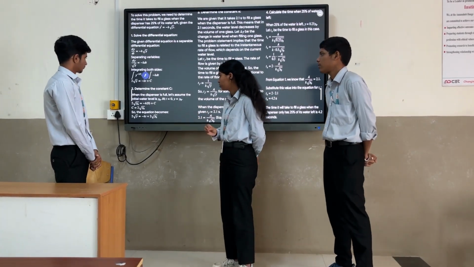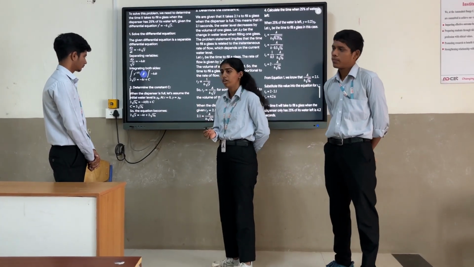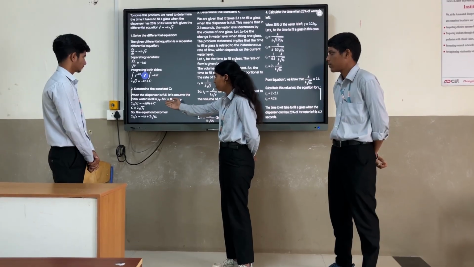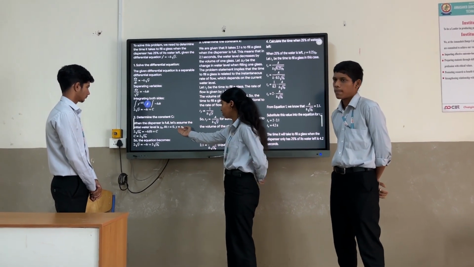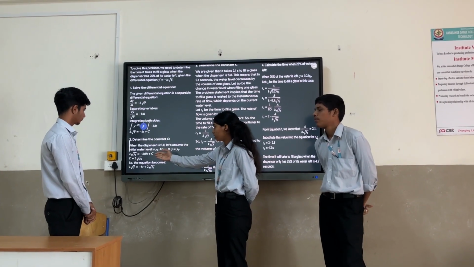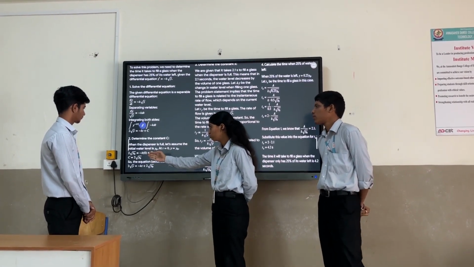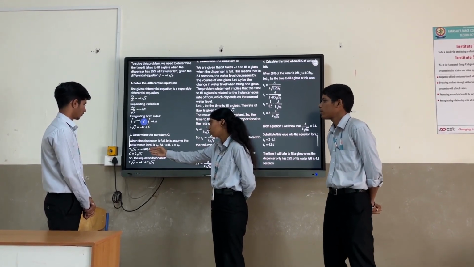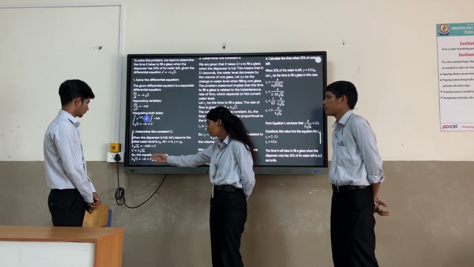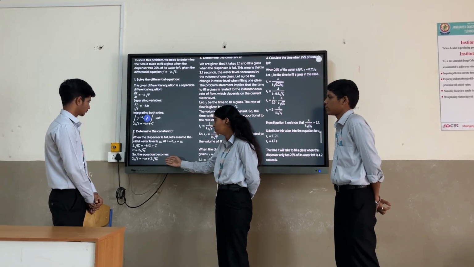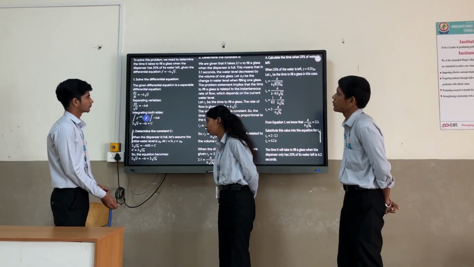When the dispenser is full, let's assume the initial water level is y naught. Put t is equal to 0 and y is equal to y naught, then the equation will become 2 under root y naught, and this gives c is equal to 2 root y naught. So the equation becomes 2 root y is equal to minus kt plus 2 root y naught.